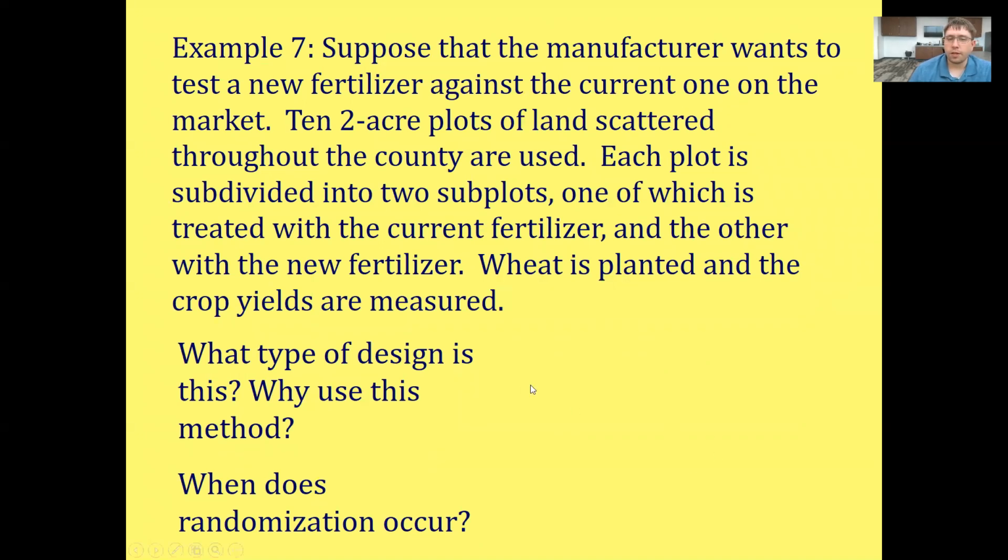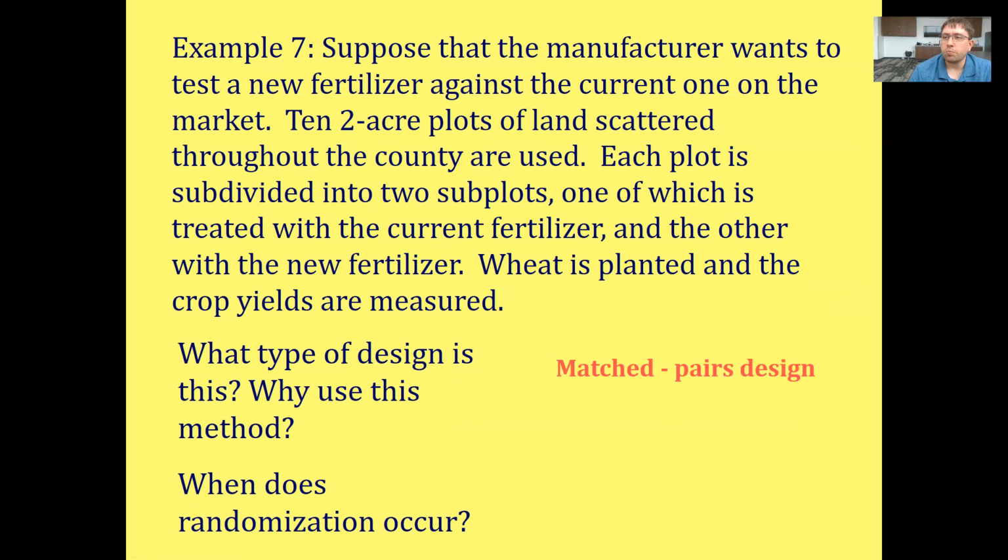So which type of design is this? Again, this is the hard one, you have to look for it. But if you look, all of your 2-acre plots, all 10 of them, were split into 2. So now you have all of these little farmlands spread out across the county that have now been divided into 2 equal parts. And so now you have paired things that are similar. So you're dealing with a matched pairs design.